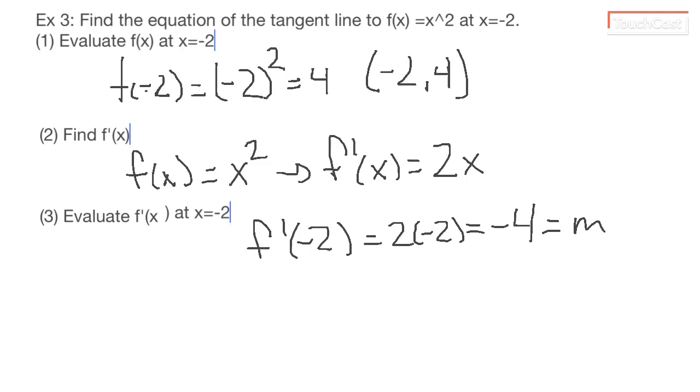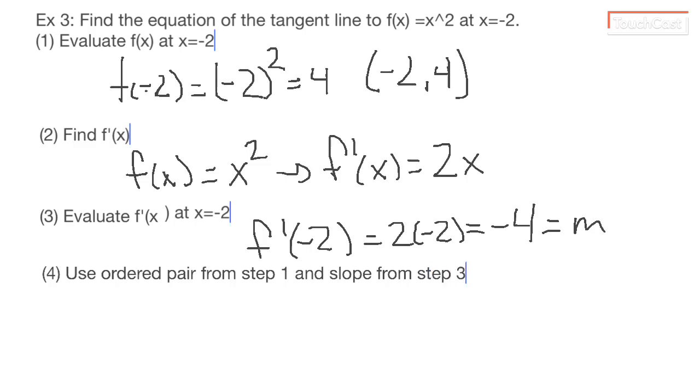Now we know two things. We know a point that lies on this tangent line, and we know the slope. So here in step 4, we're going to use our ordered pair from step 1, and the slope from step 3, and we're going to plug them into the point slope form.